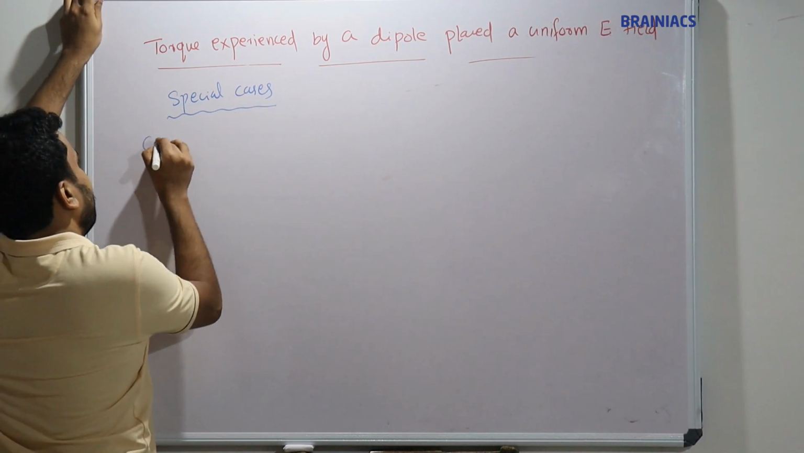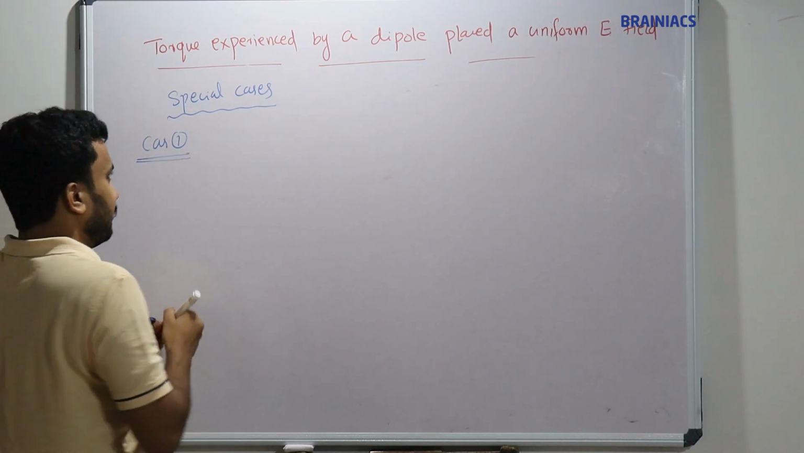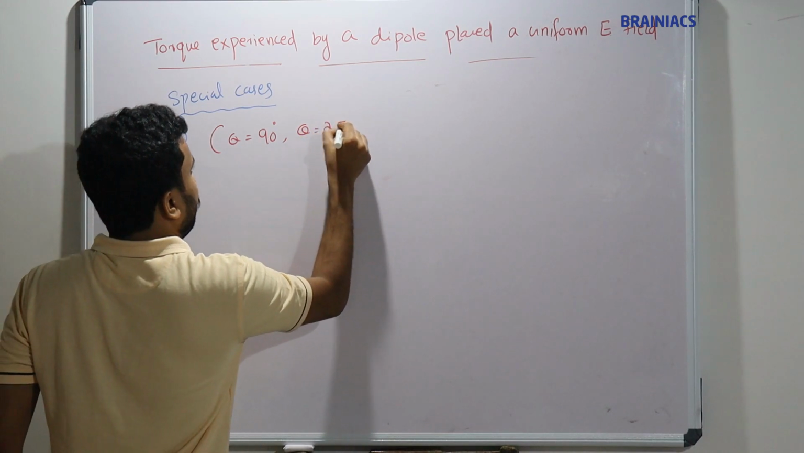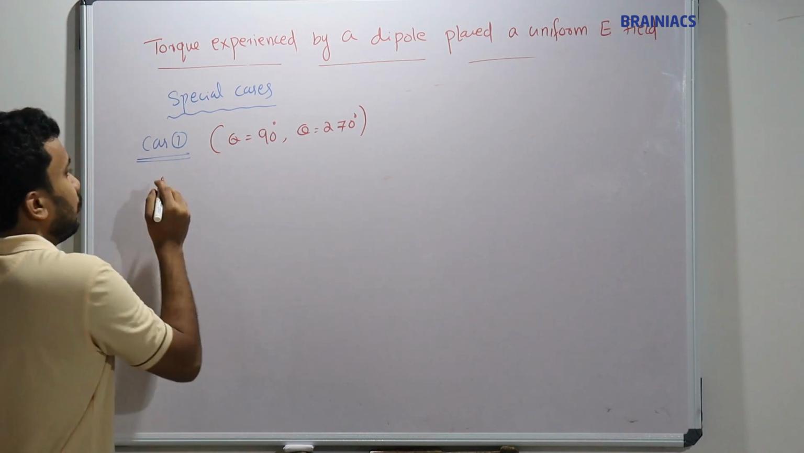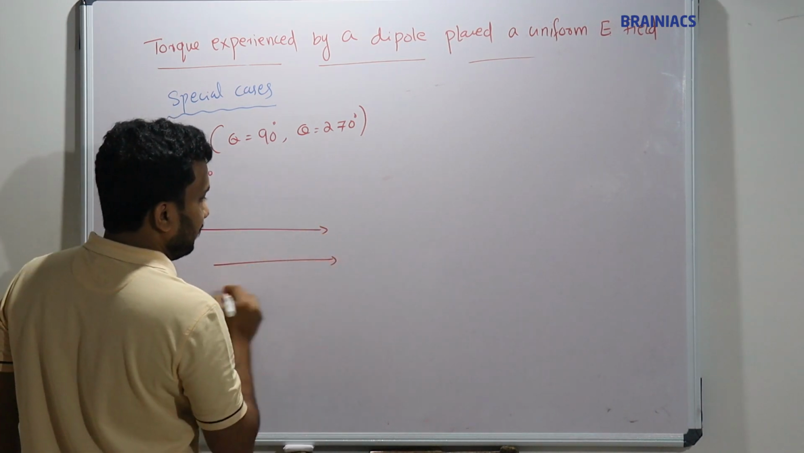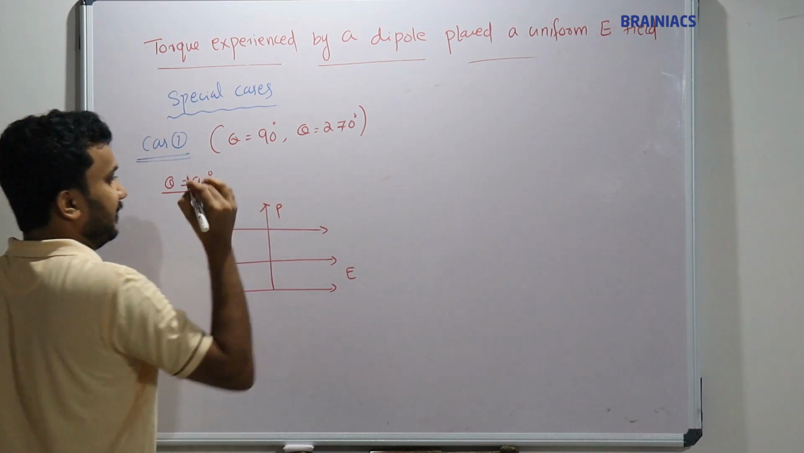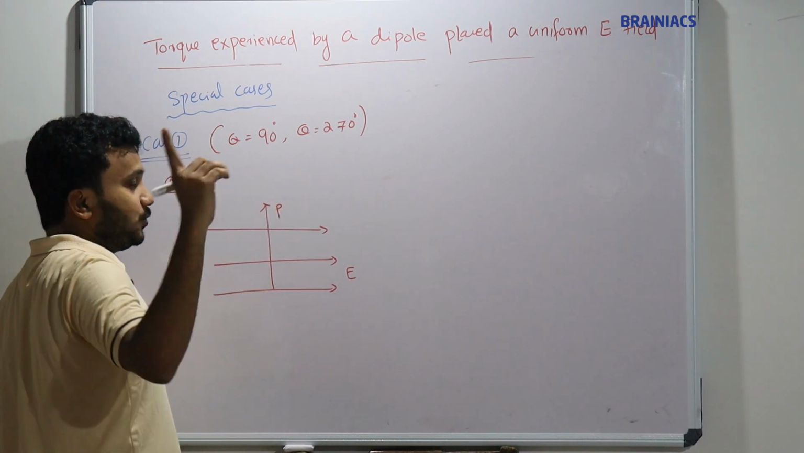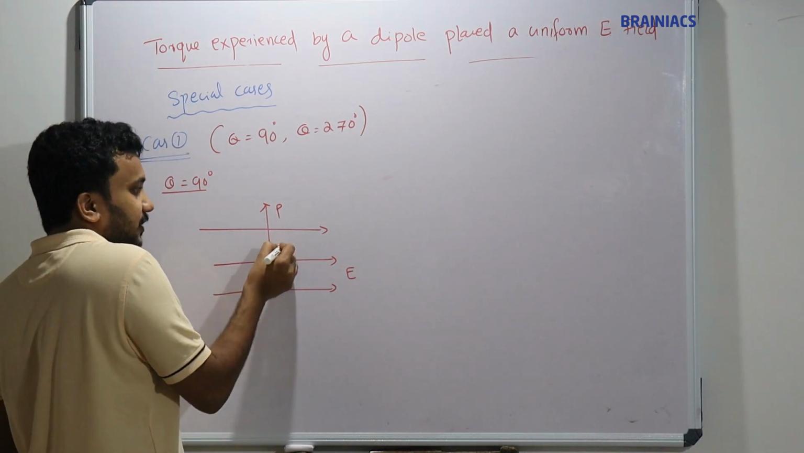Case number 1. Sir, can you tell me what case number 1 is? Case number 1 is simple. Case number 1 has two conditions: theta equal to 90 degrees or theta equal to 270 degrees. So let me go with theta equal to 90 degrees. Theta equal to 90 degrees means the electric field is like this and the dipole is placed at 90 degrees. So the dipole moment is like this, positive y and positive x. Remember one point: we always measure the angle from the positive side, not towards the negative side. We measure the angle like this.